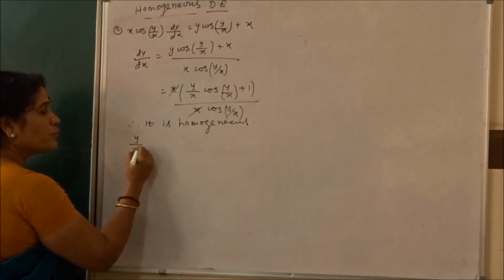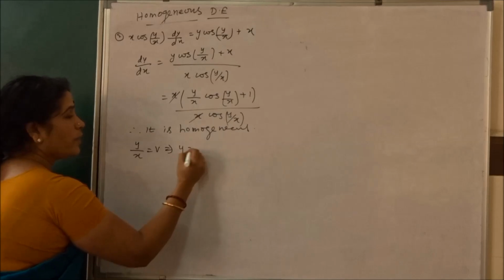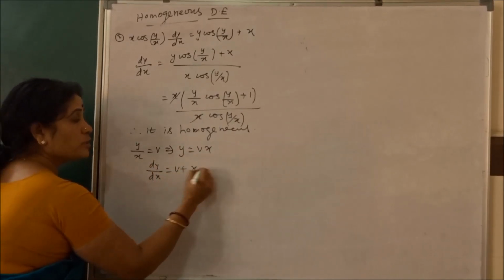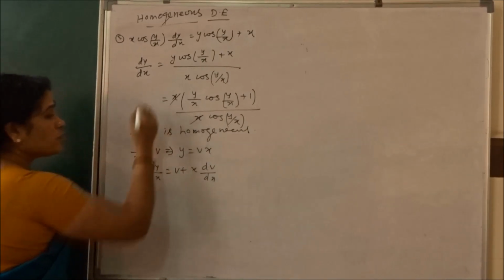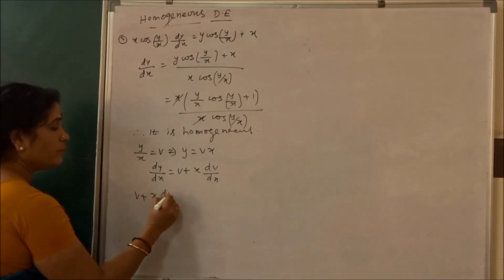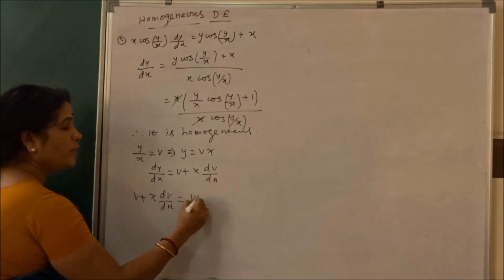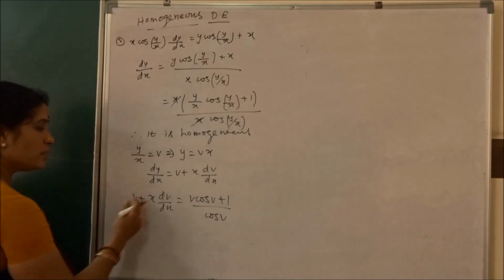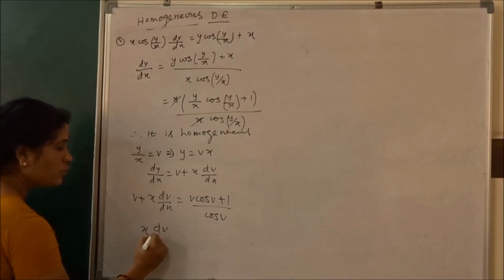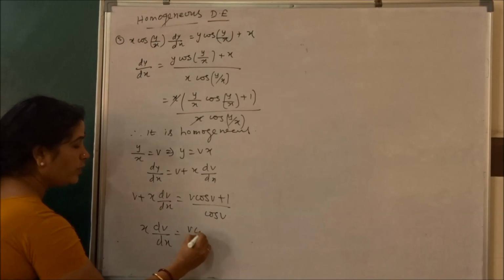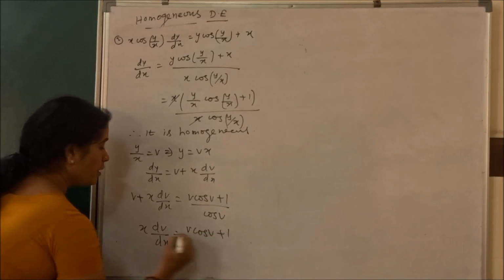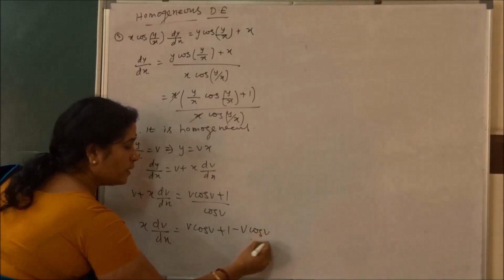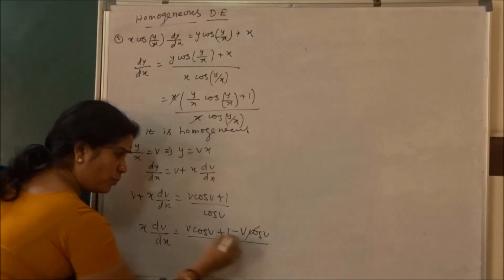Now I am giving the substitution y by x is equal to v. This implies y equal to vx. If I differentiate, dy by dx is equal to v plus x into dv by dx. Now substitute all the terms here: x into dv by dx is equal to v cos v plus 1, the whole upon cos v. I am making this variable separable: x into dv by dx equals v cos v plus 1 over cos v. This v goes to that side as minus v. If I take the LCM, minus v cos v, the whole upon cos v. It is such a simple question.